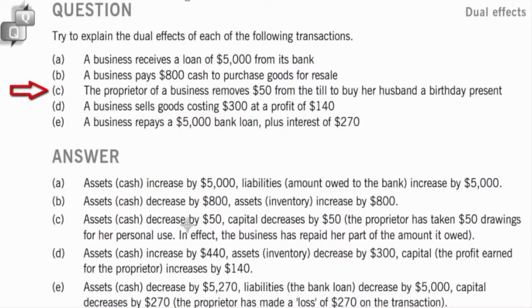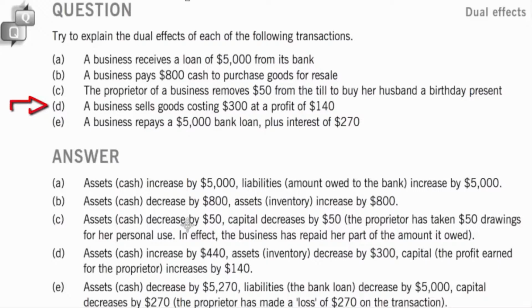Transaction C. The proprietor takes $50 from the till for personal use. Here, Neelam, the business owner, or proprietor, is taking $50 from the business's cash to buy a birthday present. This is known as drawings, and it represents a personal withdrawal of cash by the owner. It reduces both the business's cash and the owner's capital. Assets, cash, decrease by $50 because the business is losing cash. Capital decreases by $50 because Neelam is taking personal funds out of the business, reducing her equity. To sum up, cash goes down and capital goes down by the same amount, reflecting the reduction in the owner's stake in the business.